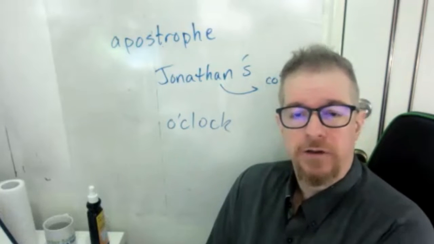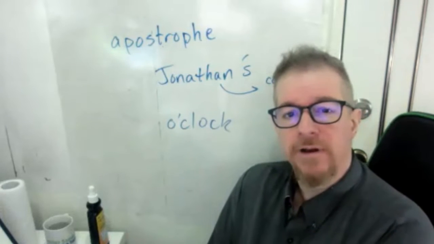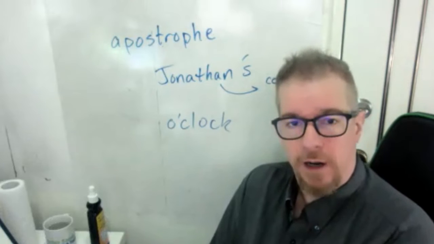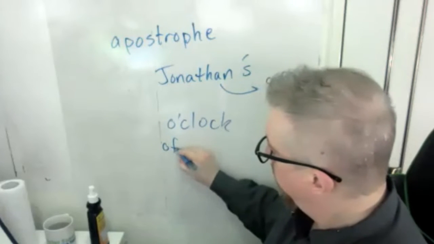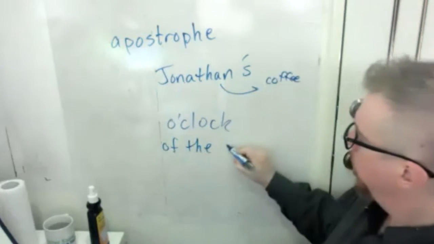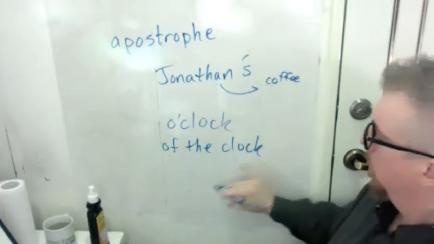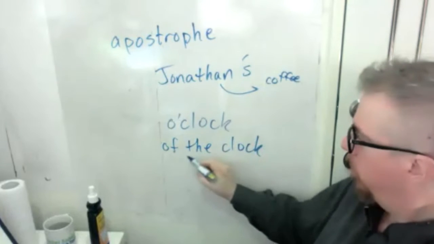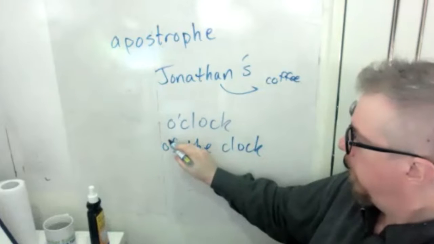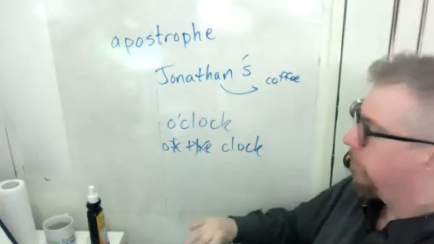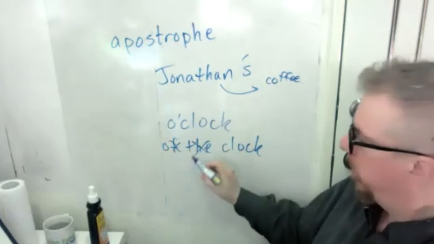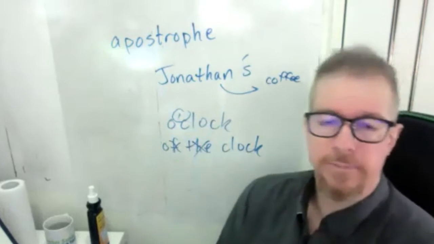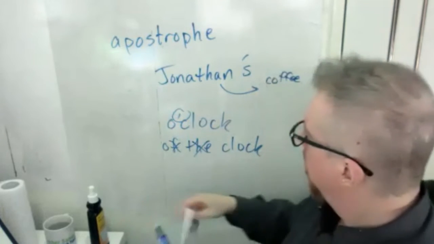You would say that you are telling the time of the clock. It is 10 of the clock. So here we actually have two complete words before the word clock. And we are not only getting rid of one letter, but we are actually getting rid of a complete word and replacing it again with the apostrophe. But that brings us back to the possessive.